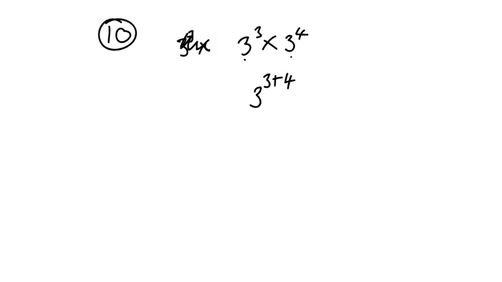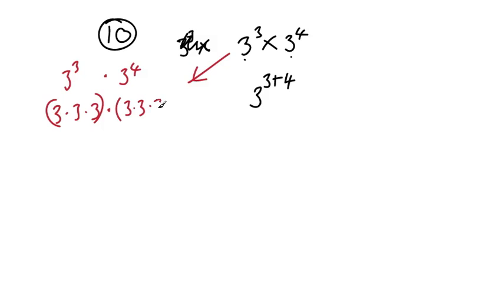If we look at the work behind this, 3 to the third power means 3 times 3 times 3. This is 3 to the third power. And we are multiplying this by 3 to the fourth power. So we would multiply 3 by 3 by 3 by 3. So 3 times itself 4 times.